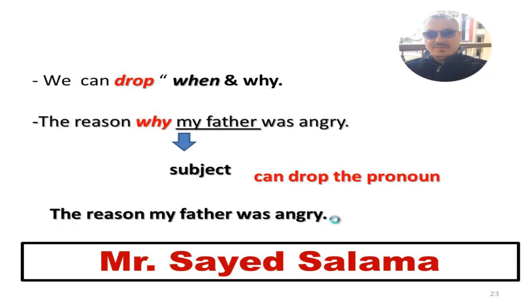Next one, we can drop when and why. The reason why my father was angry is unknown. Remember that why is a relative pronoun. It is followed by a subject, which is my father. So when the relative pronoun is followed by a subject, you can drop the pronoun. You can say the reason why my father was angry is unknown. You can also say the reason my father was angry is unknown.